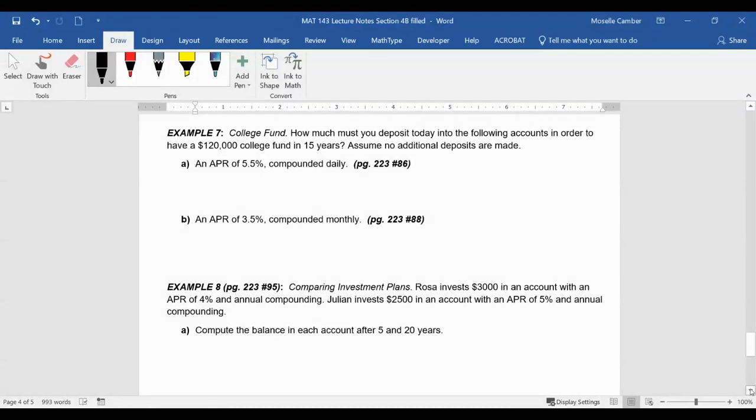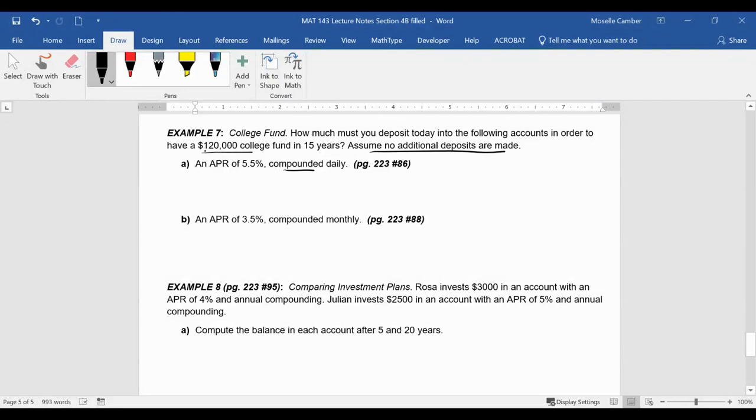Okay, example 7. Again, looking at your college fund. How much you deposit today into the following accounts in order to have a $120,000 college fund in 15 years. Assume no additional deposits are made. So again, this is going to be our ending amount. So that's what we want to have, in order to have a 120,000 college fund in 15 years. So that tells you that this is going to be your A. Assume no additional deposits are made. Again, tells us we can just use linear or exponential. Because we're compounding, we know we have to use exponential.